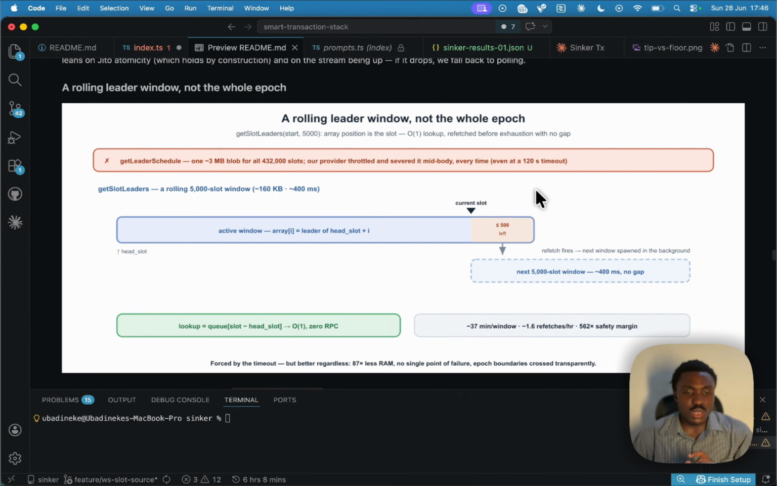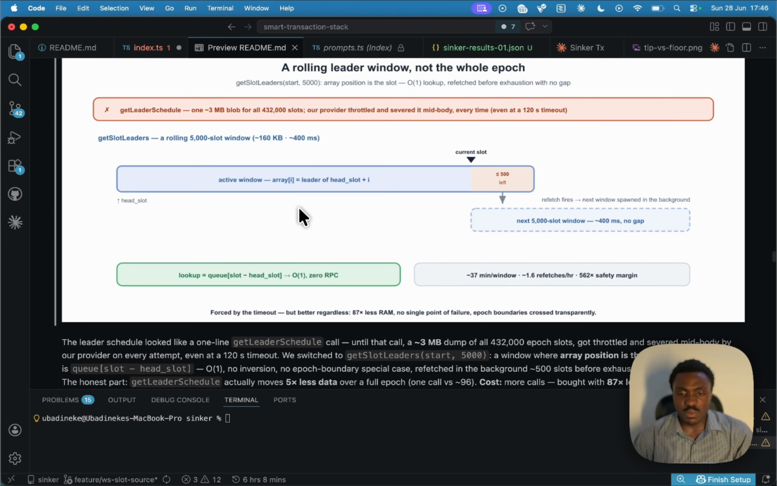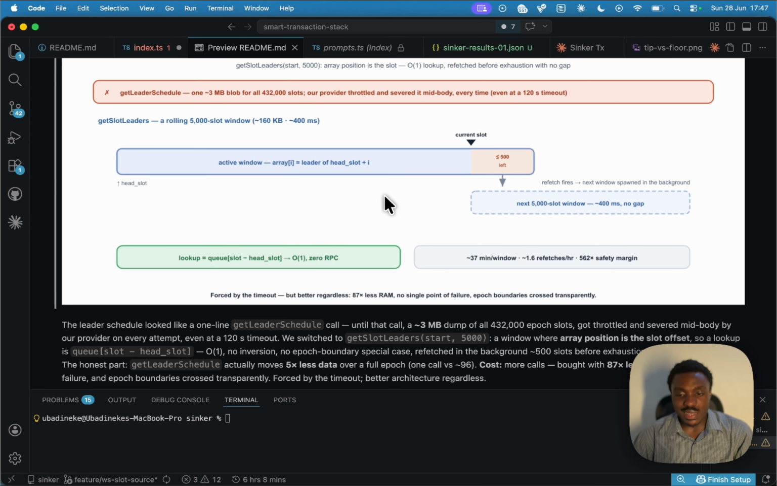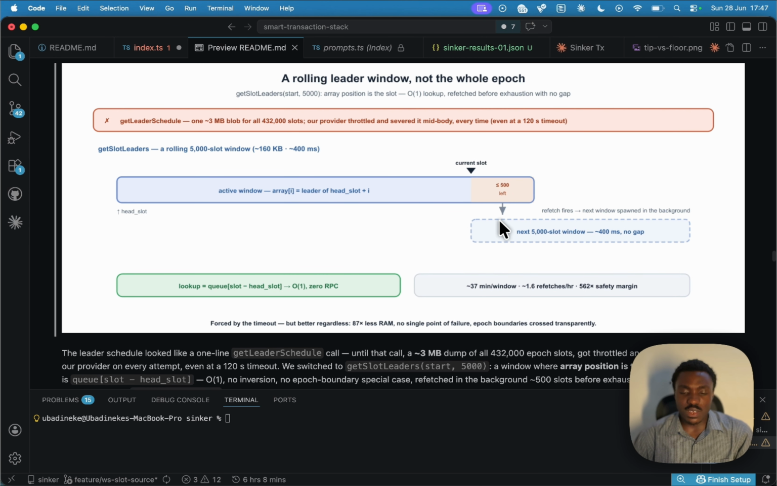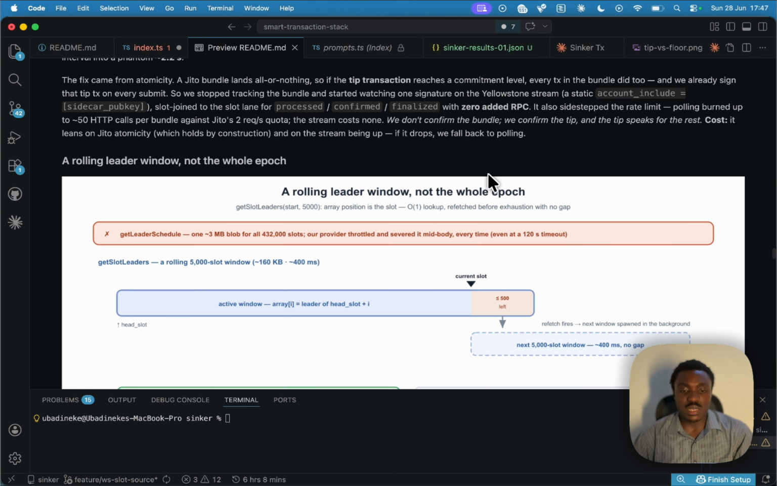And then we use a rolling leader window, not the whole epoch. Initially, we started out with Get Leader Schedule, but I saw that it was fetching a 3 MB blob. And for a provider I was testing then, it was failing for some reason. So I thought of using getSlotLeaders, which gets 5,000 per slot window. And when 500 are left at the end, we fetch the next slot window. So it's a rolling leader window. And it's faster, and just in case the stream or anything drops, we can always fetch and start again. Unlike the blob, where if we lose it, we've lost our leader schedule.